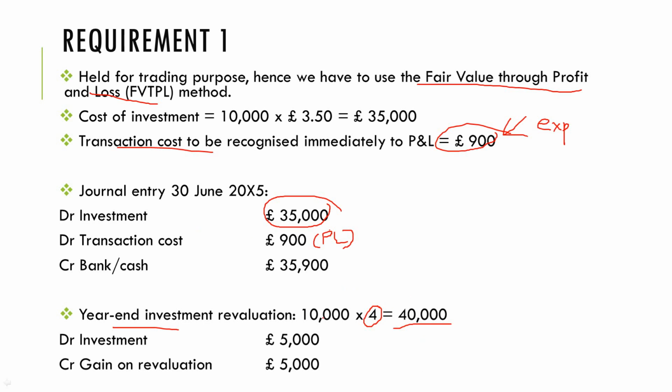So how do we record this? Again, you have to record this 5,000 as an increase in investment. So you debit investment 5,000 and you credit gain on revaluation 5,000. This one will be in your P&L. Okay, so this is how we record the transaction by using the FVTPL method, and this is how we answer requirement number 1. Let's look at requirement number 2.